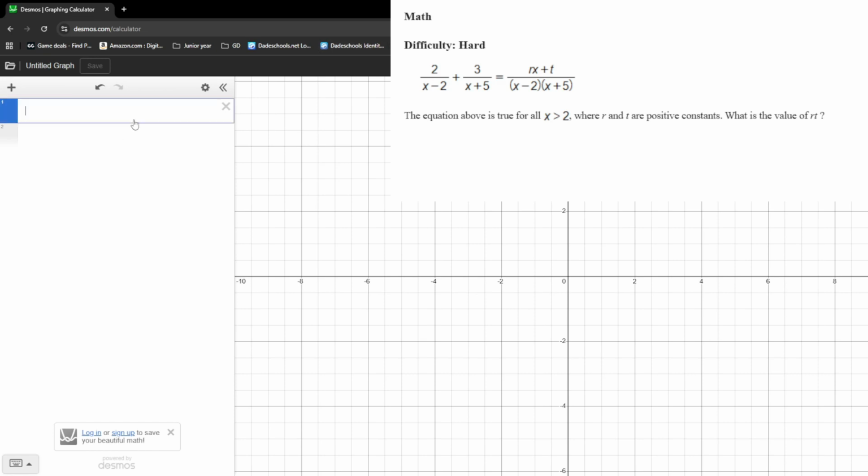But first, we're going to do our standard regression, where we do 2x1 minus 2 plus 3 over x1 plus 5, x1 plus 5, approximately equal to our x1 plus t, x1 minus 2, and x1 plus 5.